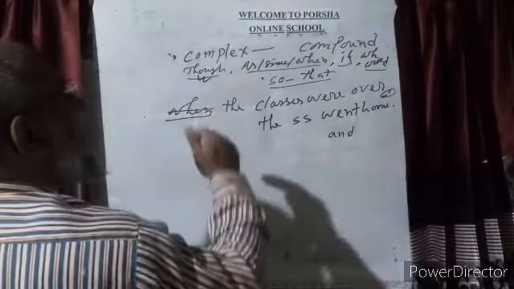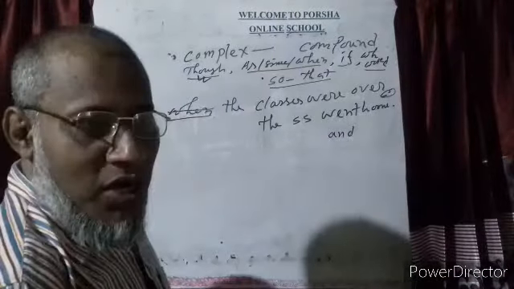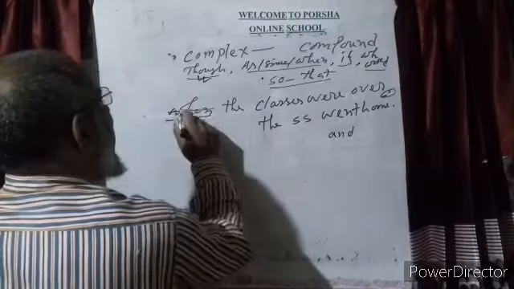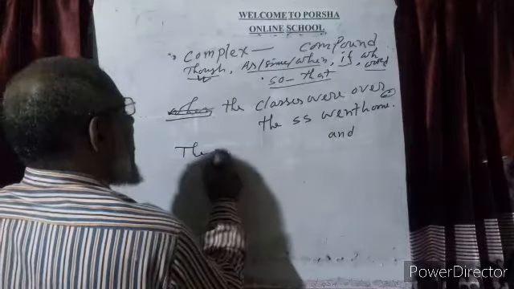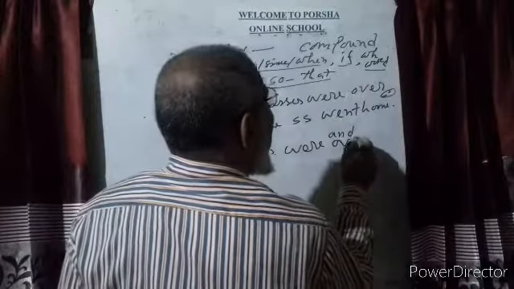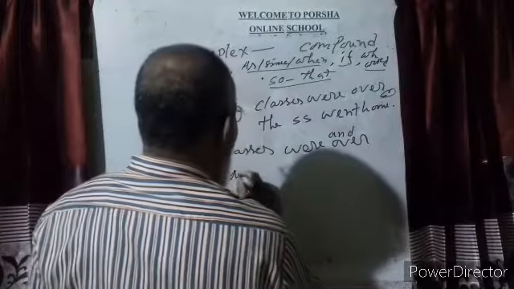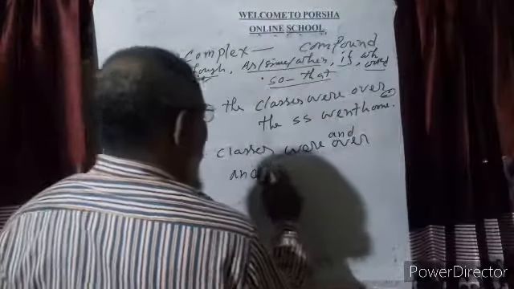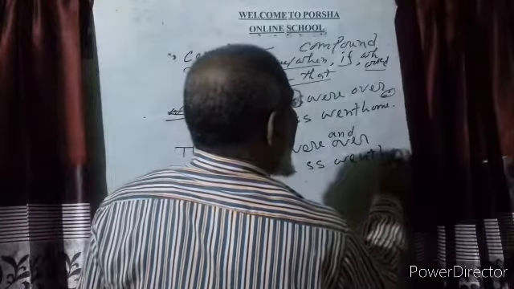So, my dear student, when the classes are over, the students went home. This is a complex sentence, and what will be its compound sentence? And when will be omitted. It is the symbol of complex. So, first the classes were over. Here a comma is used. So, in lieu of the comma, and will be used in the compound sentence. And the students went home. This is a compound sentence.